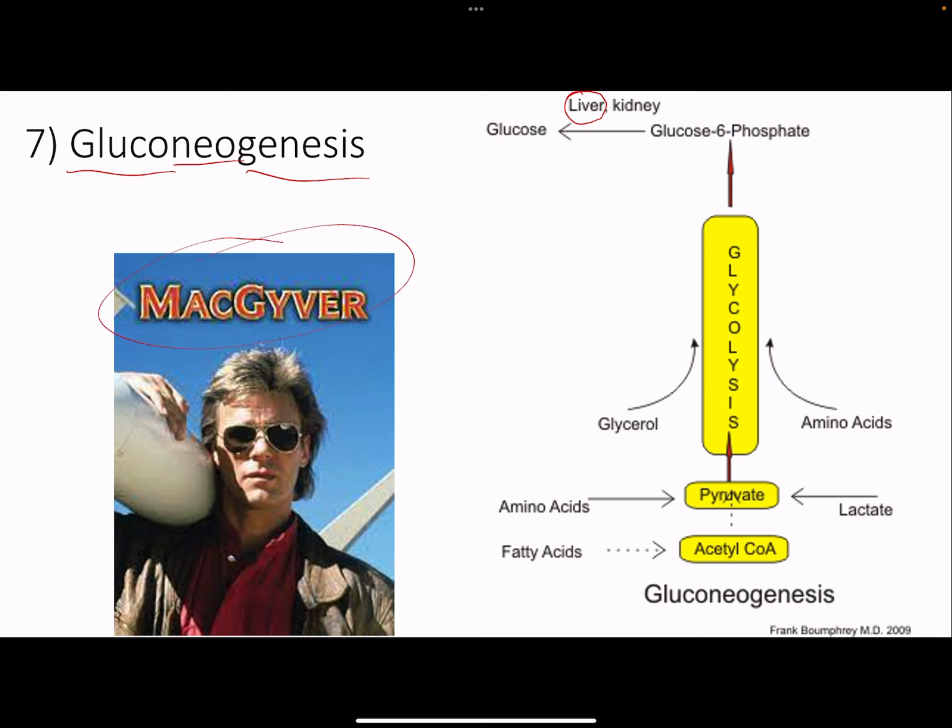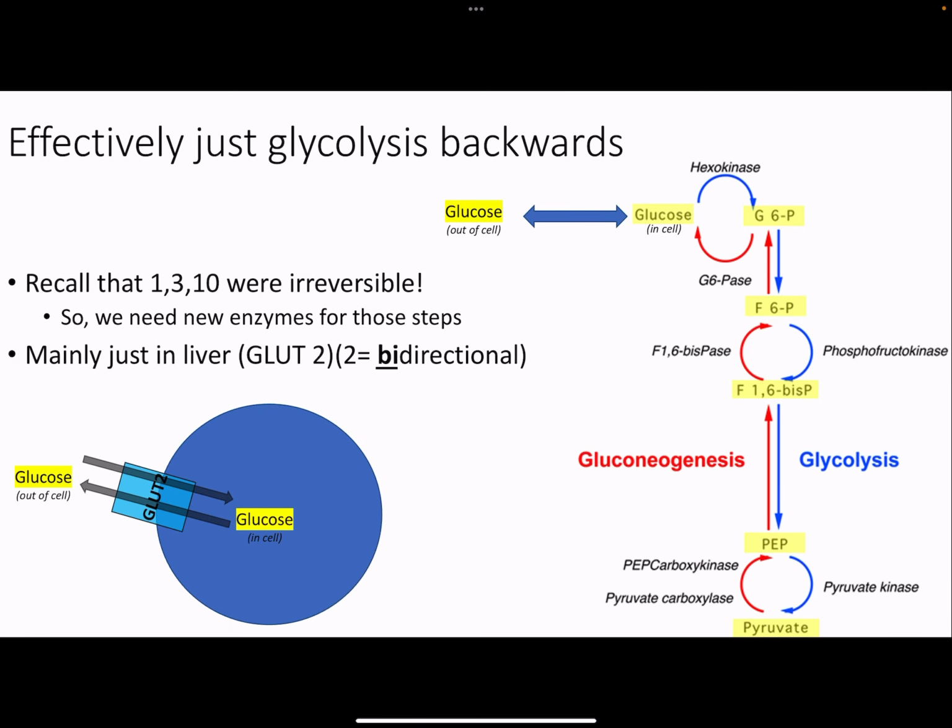And I think of a MacGyver here because we're really just taking random stuff, glycerol, amino acids, lactate, whatever we can get our hands on, and we are somehow feeding it into this pathway to make glucose, right? So MacGyver was really good at taking, here's a rubber band and a pen and I made a slingshot, and here's a bing bang boom and I made a whatever. So that's at least how I thought of this. It's really just glycolysis backwards. Glucose becomes pyruvate, or now we can go backwards, pyruvate becomes glucose.